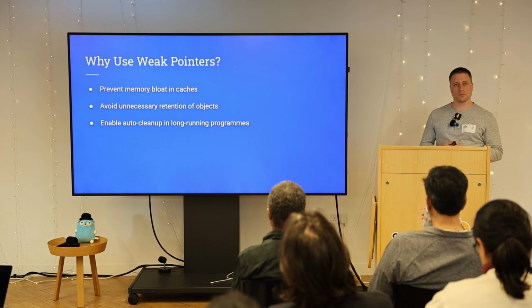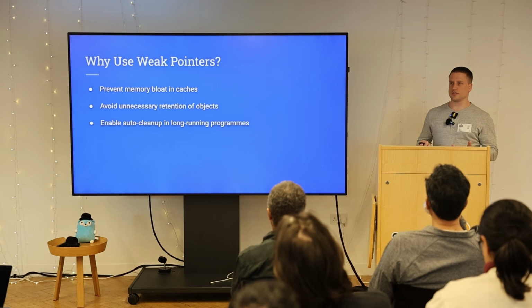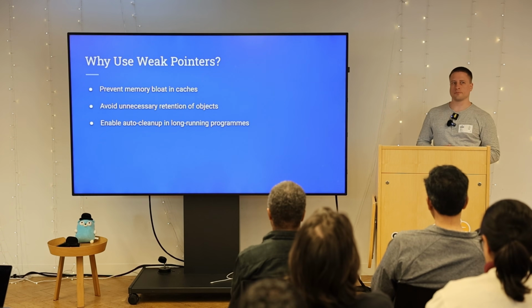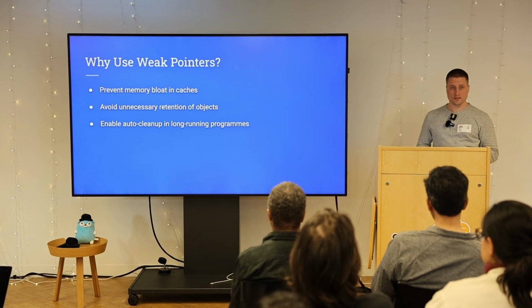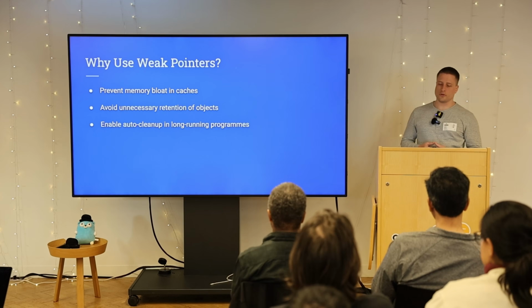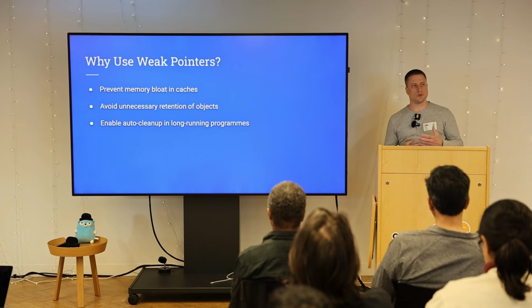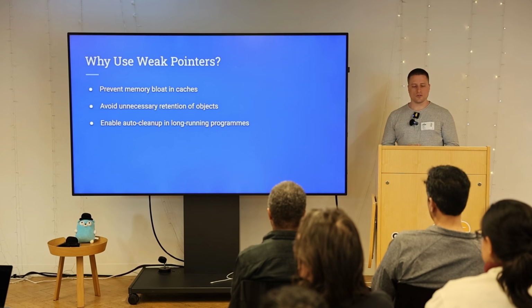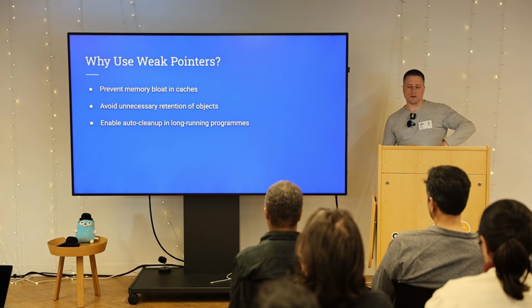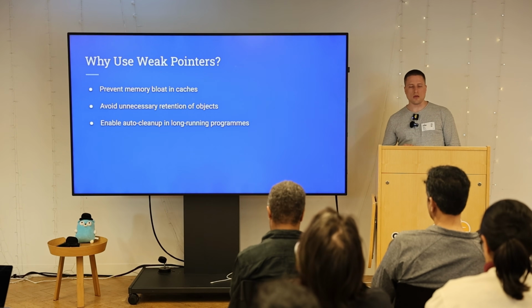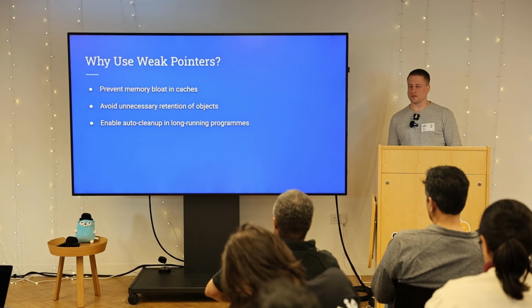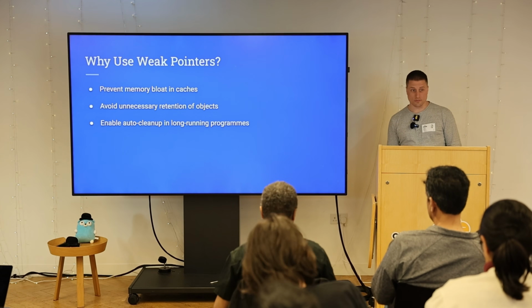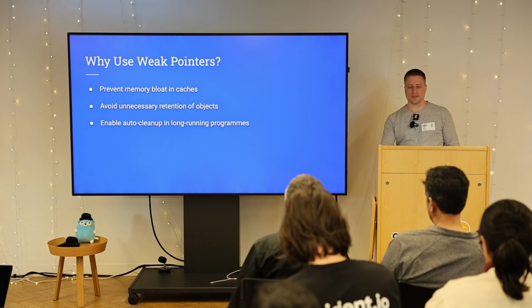We'll go over some examples at the end, not just in terms of caching, but also things like observer patterns and other times when you might want to be able to refer to an item that's in memory without preventing it from being garbage collected, and to enable automatic cleanup in long-running programs. There are other applications as well, canonicalisation maps and other things, which we'll discuss if there's any time at the end.